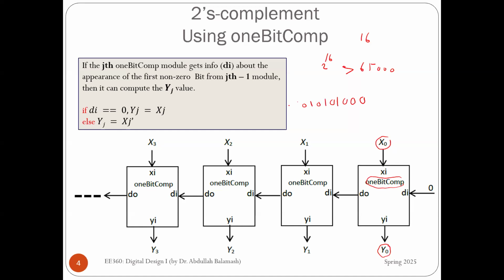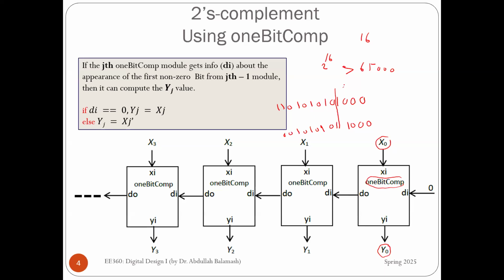It must be 16 bit. I will not draw the whole 16 bits. Now, to compute the two's complement for this input, I have to split this input into 2 portions. For the first part here, the output will be the same as the input. After that, the output will be the opposite of the input.